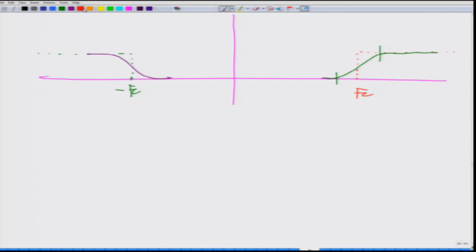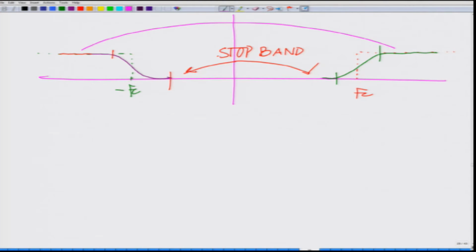So, this is your stop band, this whole area is your stop band where attenuation is 0 or very low. This area, from here to here, this part is your pass band where the attenuation is equal to 1.